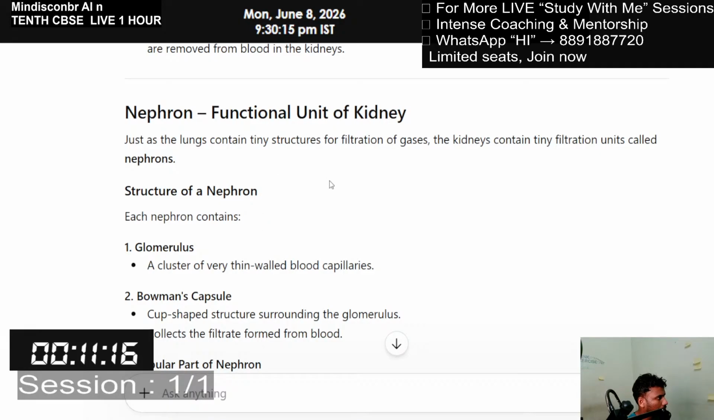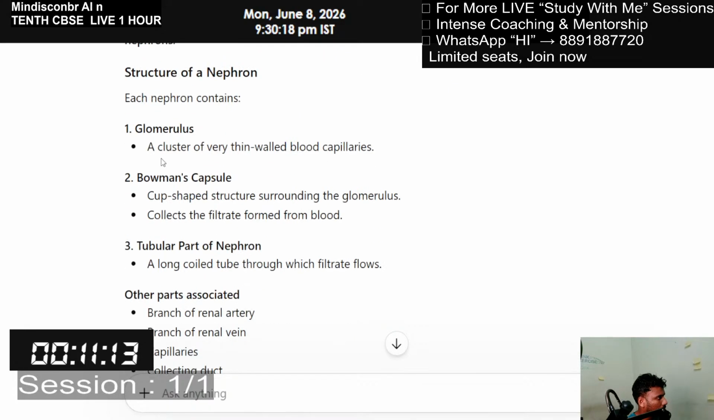Nephron, the functional unit of kidney. The structure of nephron: nephron consists of glomerulus. Glomerulus is a cluster of very thin-walled blood capillaries. This glomerulus is enclosed within a cup-shaped structure, which is Bowman's capsule. So inside the cup-shaped Bowman's capsule, a cluster of very thin-walled blood capillaries is present, and that is called glomerulus. So inside the cup-shaped Bowman's capsule, what is present? Glomerulus is present.